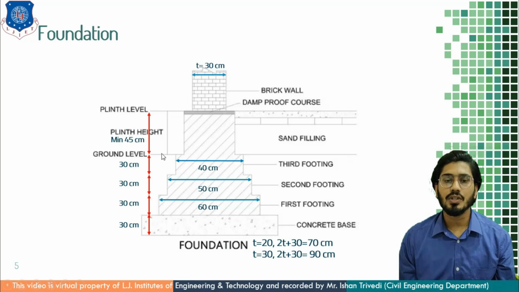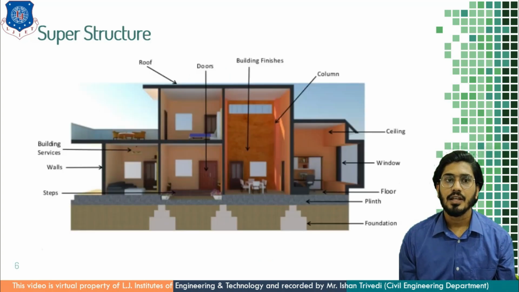Once we reach the ground level by providing all those footings, the plinth will start. The minimum plinth height is 45 centimeter. It also varies with the type of construction. This will be detailed later on. Now study superstructure.